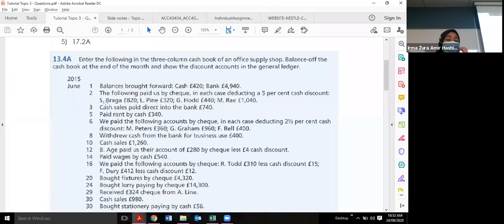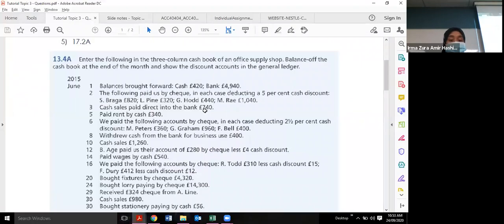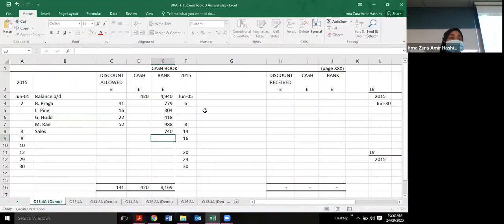Okay, next one, June 3rd, cash sales direct into the bank. Cash sale paid direct into the bank. So cash sales, right? But then here directly paid into your bank account. So your bank account will increase. Okay. So here just write sales. Okay, in the bank column there. Okay. So 740. Okay.